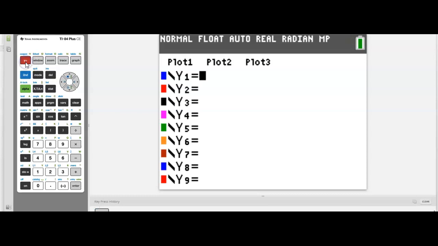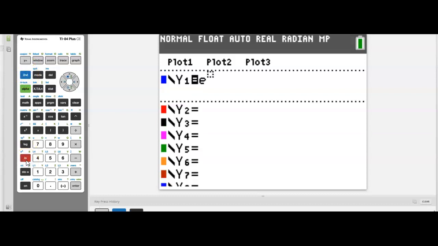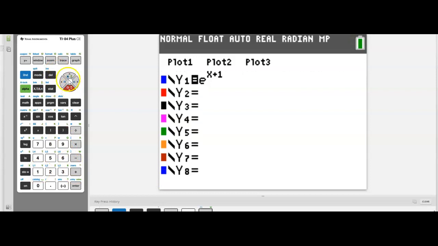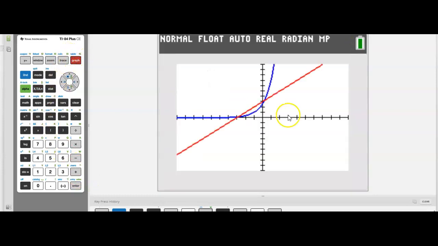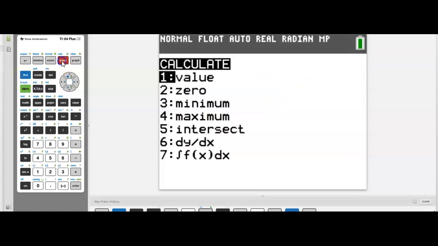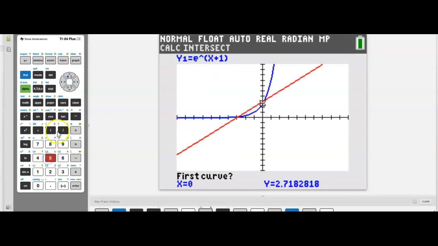So we're going to go to y equals, and we're going to type in e to the x plus 1 for our first function, and our other function was y equals x plus 3. I'm going to go ahead and push graph, and we have a nice view here already, so we don't have to adjust our window. Let's go ahead and push second and calc, and number 5 to find out where these lines are intersecting.